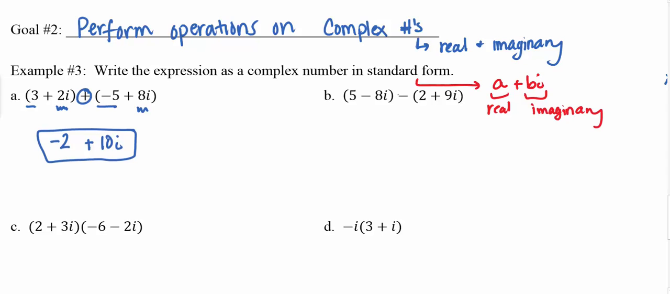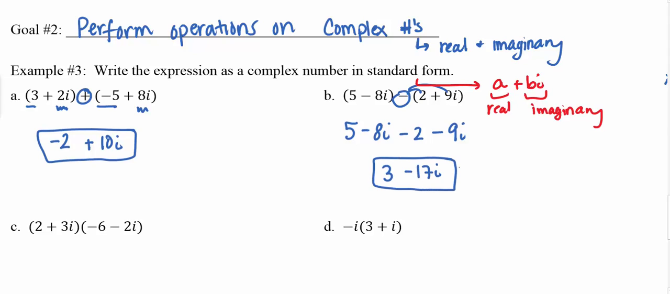So in part B, I'm subtracting, so I must distribute. So I've got 5 minus 8i minus 2, can't lose those negatives, 9i. So 5 minus 2 is 3. Then I get a negative 17i. Negative 8 minus 9 is negative 17.